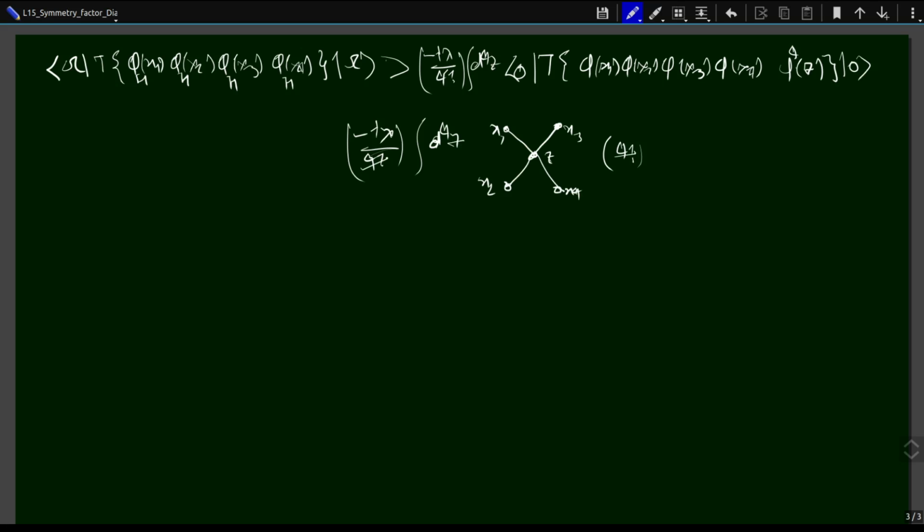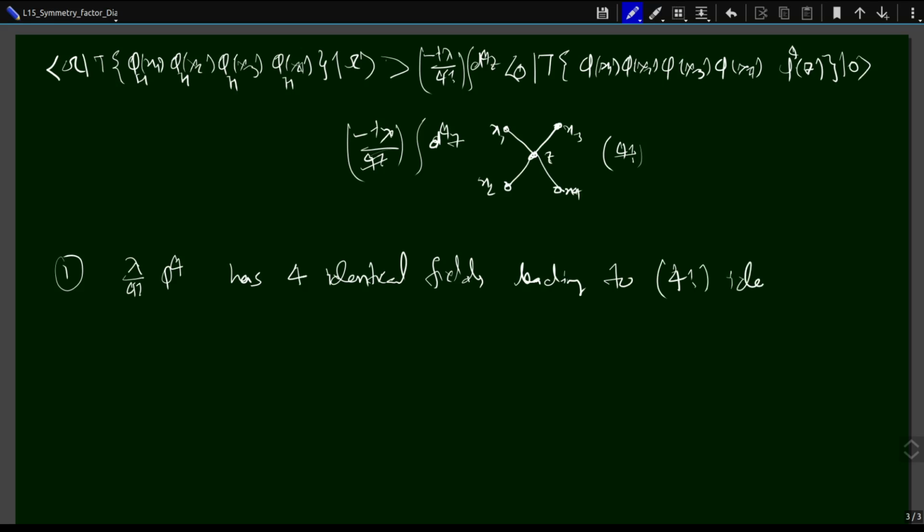Actually, this is what we usually do. To simplify our Feynman rules, we say that in lambda by 4 factorial phi to the power 4, as there are 4 identical fields, this leads to typically factorial 4 identical contractions. Even if you name these phi 1, phi 2, phi 3, phi 4 and contract in any which way, it has a given expression.